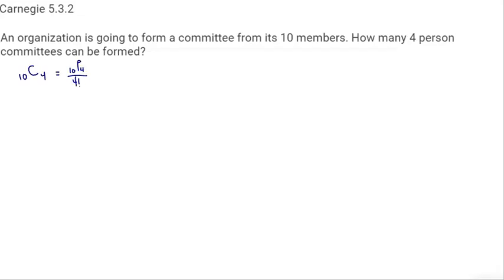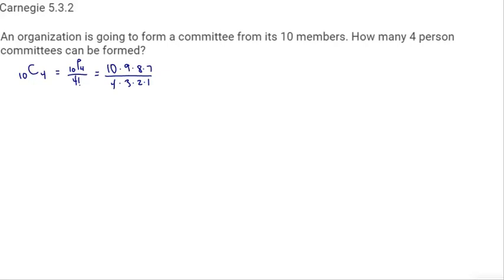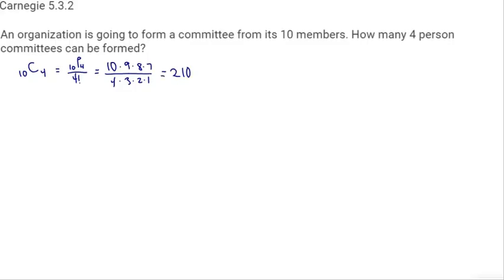So if I'm going to form a 4-person committee from 10 members, I would be calculating 10 combinations of 4, which means I'm going to take 10 permutations of 4 and divide that by 4 factorial. So we'll multiply 10 times 9 times 8 times 7 and divide that by 4 times 3 times 2 times 1, which will give us 210.